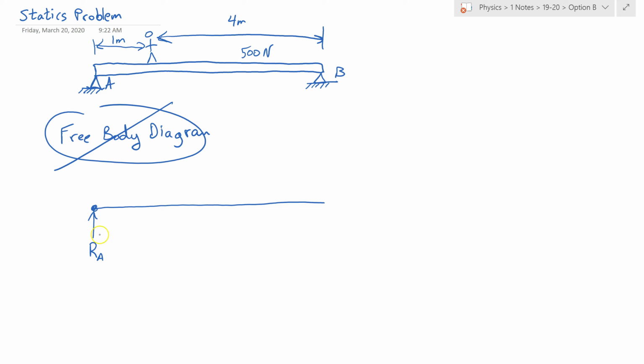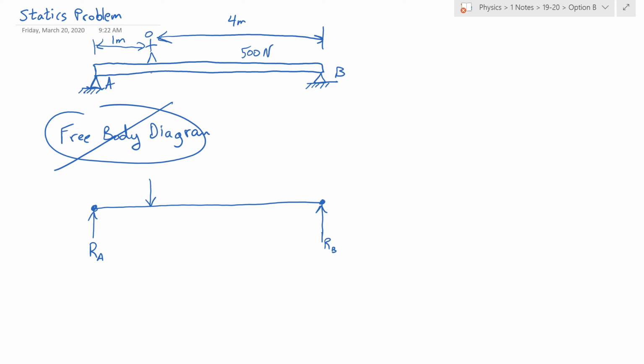There could be a reaction force up on the plank from A. And there could be a reaction force up at B. And when you're drawing these reaction forces, we don't really know what they are yet. We just know that there could be one there. And then the person is exerting a downwards force onto the plank, and the plank is exerting an upwards force back onto the person.